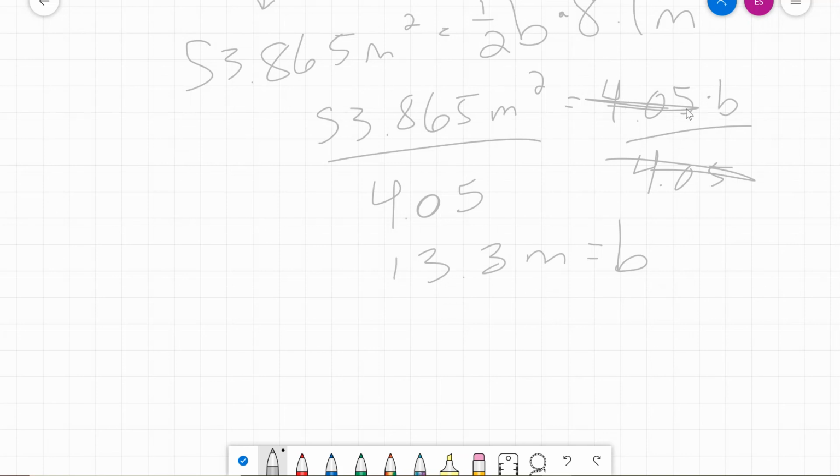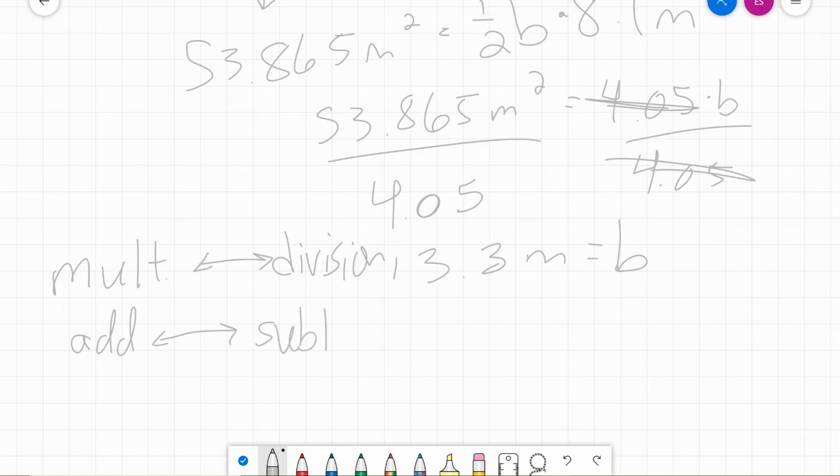Whenever you're solving for an unknown variable, do the inverse operation. So if you have multiplication, then to reverse it, use division. And that's a rule you can always abide by. And the other rule would be addition is the inverse operation for subtraction. So if you're trying to undo addition, you do subtraction. If you're trying to undo subtraction, you do addition. Undo multiplication, do division. Undo division, do multiplication. So we're left with b equals 13.3 meters.